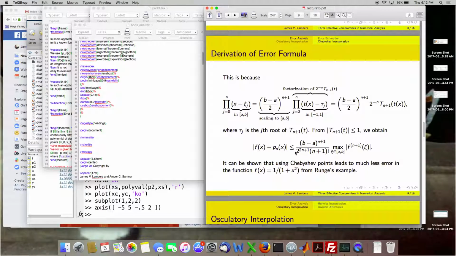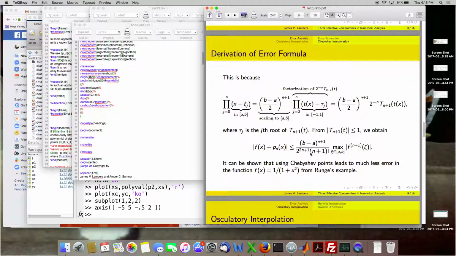So this number down here in the denominator, 2 to the 2n plus 1 and n plus 1 factorial, that's a pretty dang big number, especially as n gets large. It's a very rapidly growing function of n. So that helps keep the error small. So that's why Chebyshev points are an excellent choice for approximating a function f of x on a given interval [a, b], as long as you scale and shift them appropriately. And that's why we have much less error than in the equally spaced case.